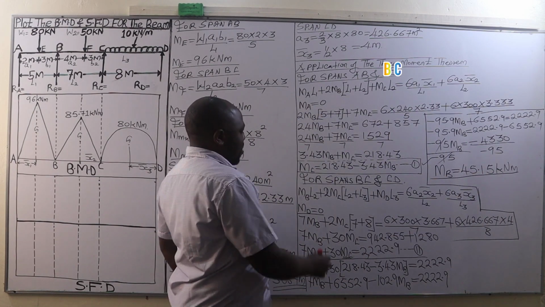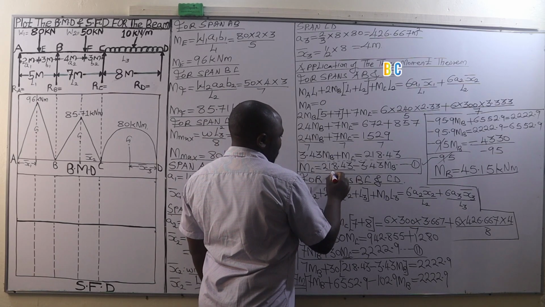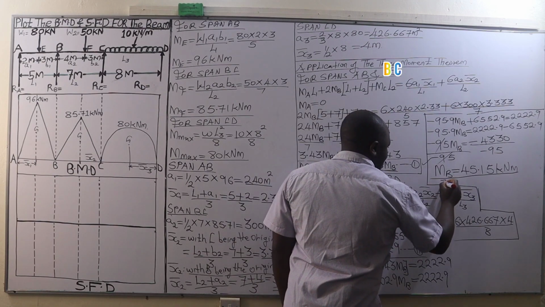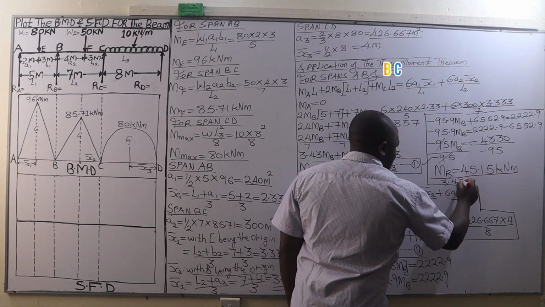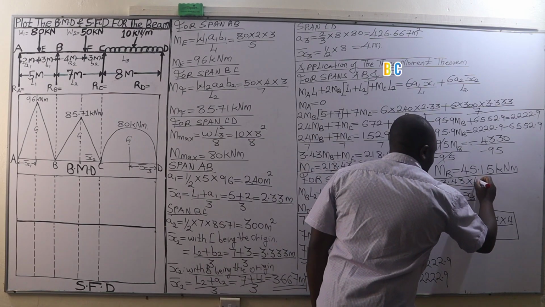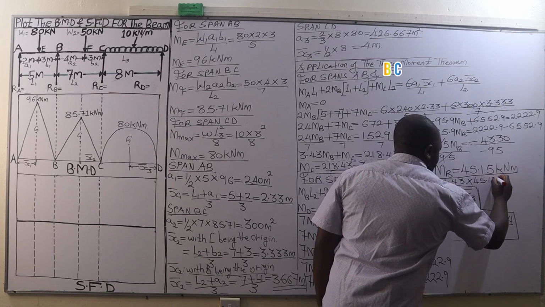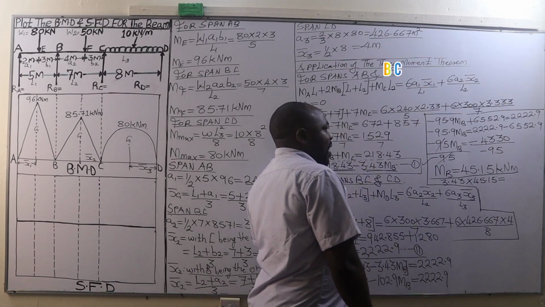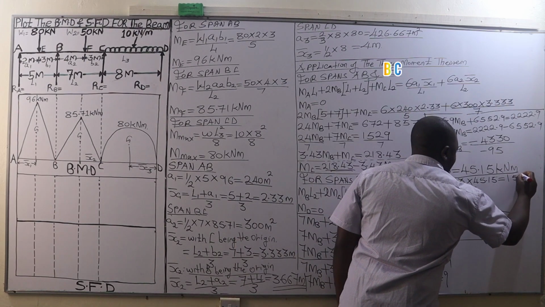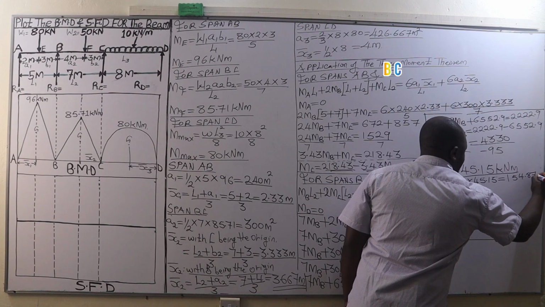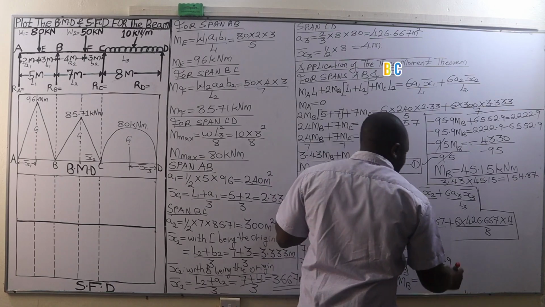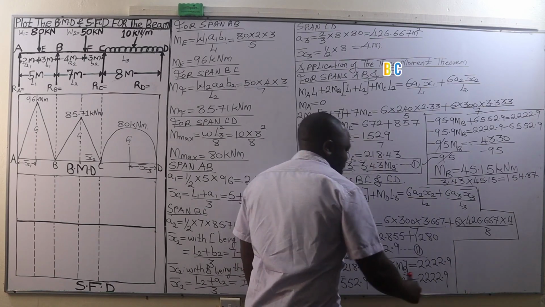Now, the value of MC will be 218.43 minus 3.43 MB. First of all, 3.43 MB, that is 3.43 times MB, which is 45.15. And that is equivalent to 154.87. Good. So the bending moment at C, let me write it down here.